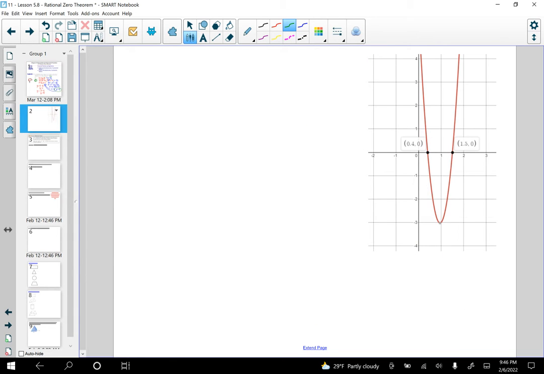Okay, so we're going to explore a little bit on this graph, but today we're going to talk about something called the rational zero theorem. So here's kind of where it comes from, a little discovery. So you can see here, I have one turning point here. So this is at least a degree 2 polynomial function, and I see two x-intercepts here, so I know it has two real solutions.